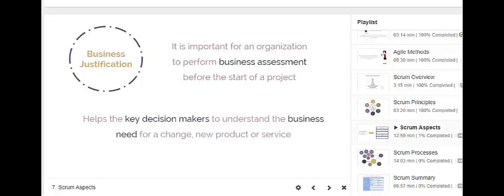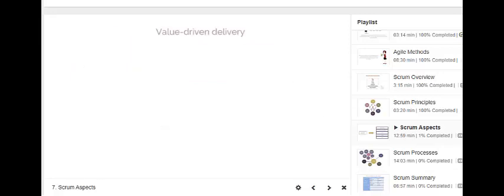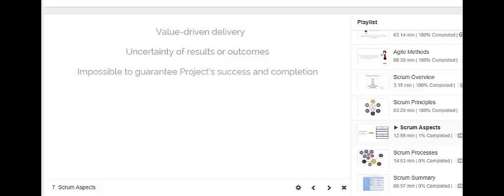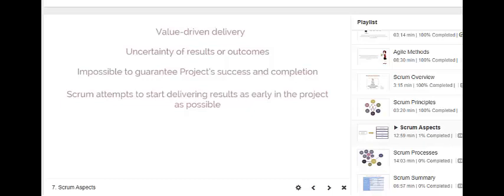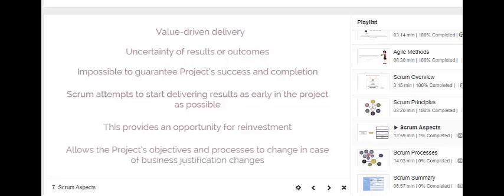Business justification in Scrum is based on the concept of value-driven delivery. One of the key characteristics of any project is the uncertainty of results or outcomes. It is impossible to guarantee project success at completion, regardless of the size or complexity of a project. Considering this uncertainty of achieving success, Scrum attempts to start delivering results as early in the project as possible. This early delivery of results, and thereby value, provides an opportunity for reinvestment and proves the worth of the project to interested stakeholders. Furthermore, Scrum's adaptability allows the project's objectives and processes to change if its business justification changes.